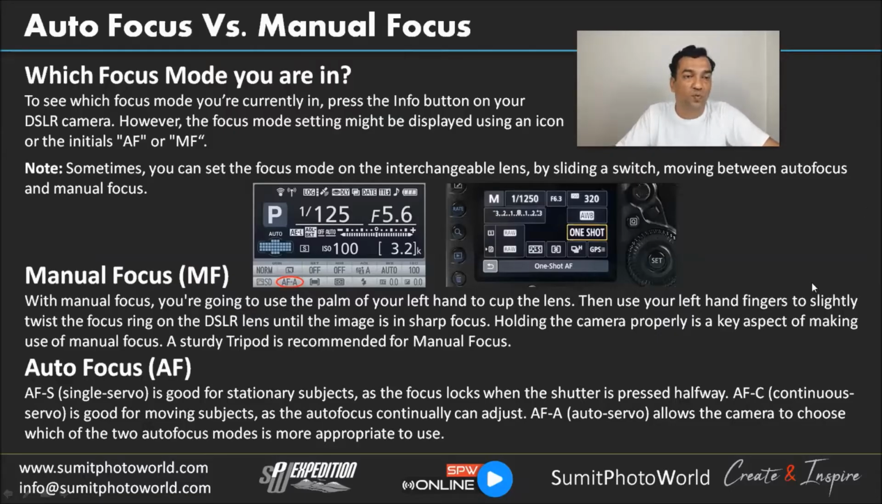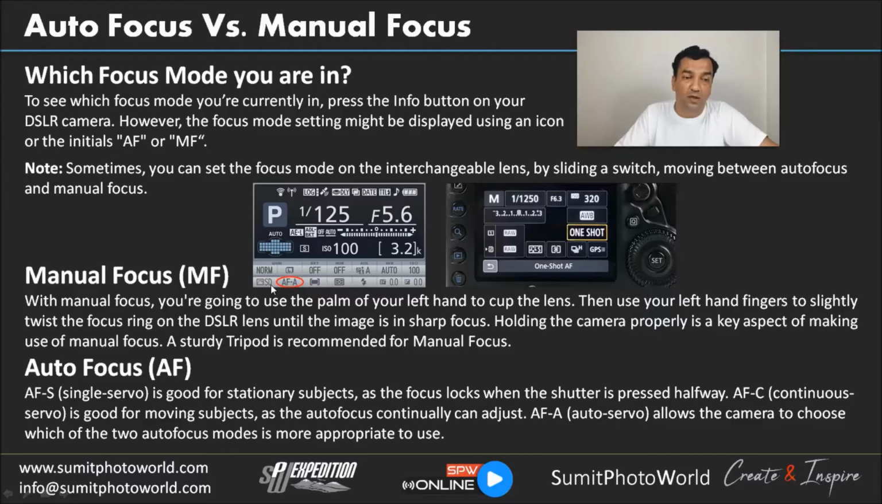Which focus mode are you in? How will you know which focus mode you're in? It's very easy. Cameras nowadays are really good at their interface, and you can easily find all the settings and all the enabled features on your info screen. To see which focus mode you are currently in, you can just press the info button on your DSLR camera. However, the focus mode setting might be displayed using an icon or the initials AF and MF.